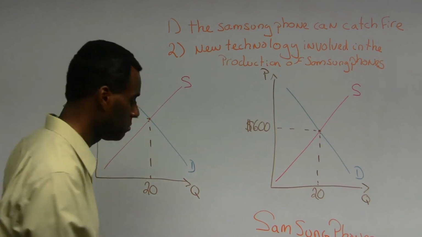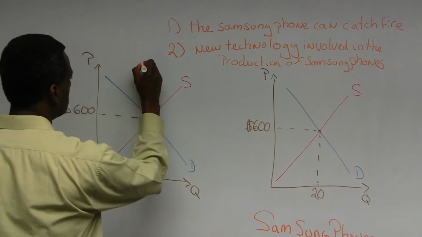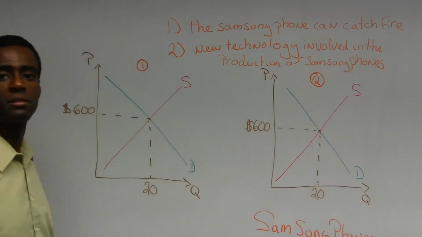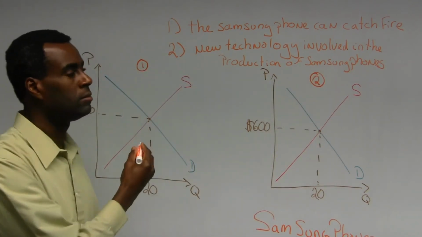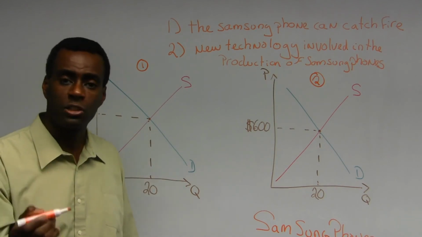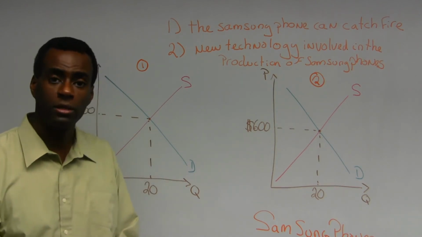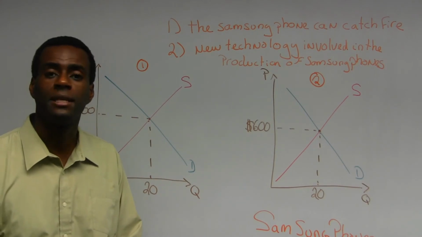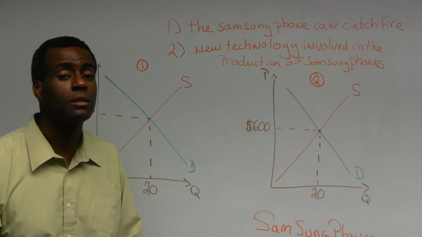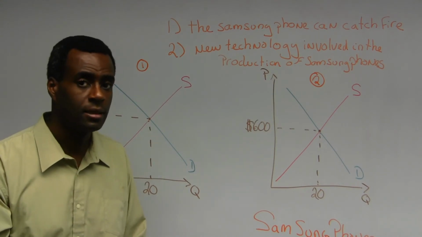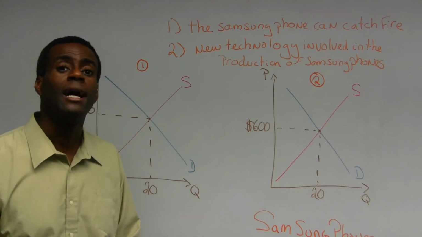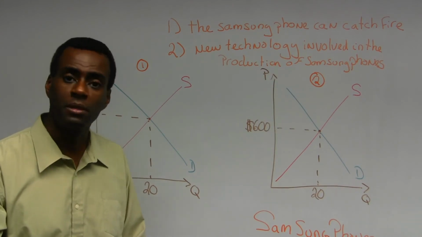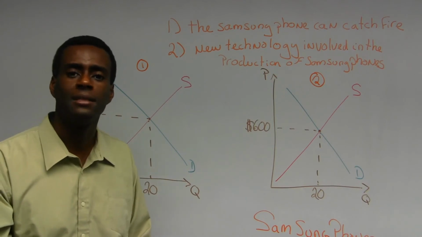And so let's try this. Now, the fact that the phone catches fire means that people are afraid to buy the Samsung phone, and so we anticipate a decrease in the demand of the phone because, again, I didn't say that the price of the phone itself changed. I simply said that an event occurs that affects people's demand, hence it's a non-price determinant.